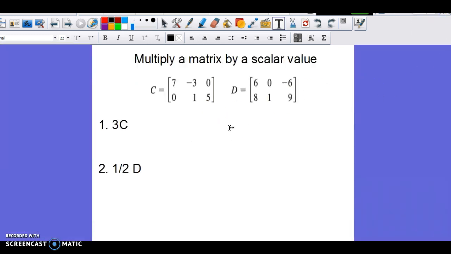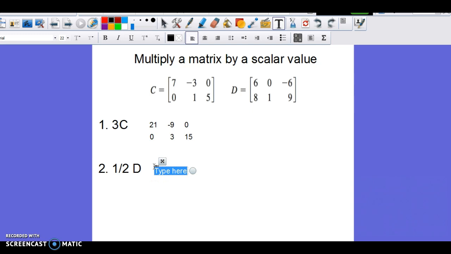Multiplying a matrix by a scalar value, all we're doing is the distributive property. For the first one, you're just going to take 3 times everything in C. For 2, you're just going to take D and cut everything in half. So, for instance, number 1, 3C would be 21, negative 9, 0, 0. Working with 0 is fun with this stuff. And 15.